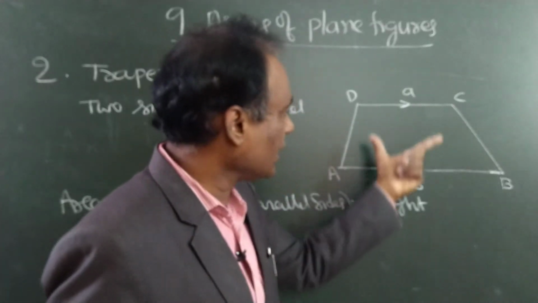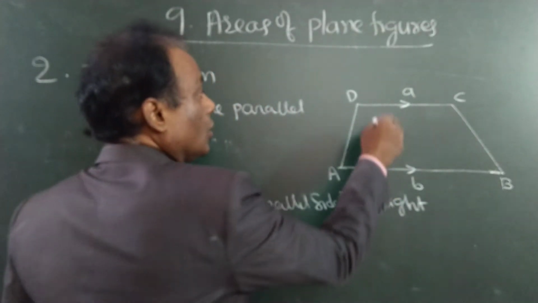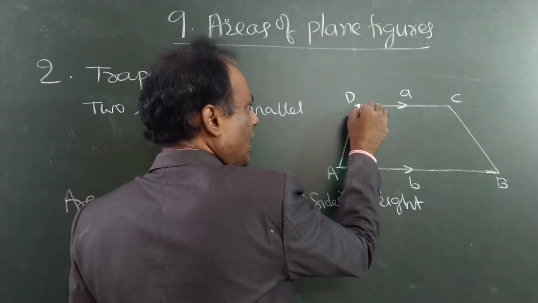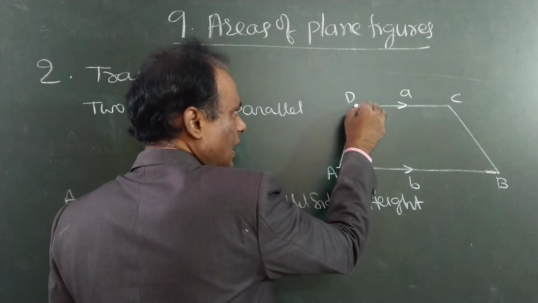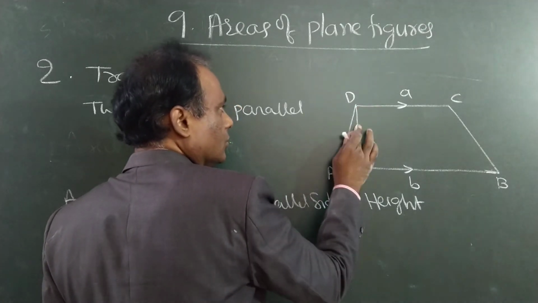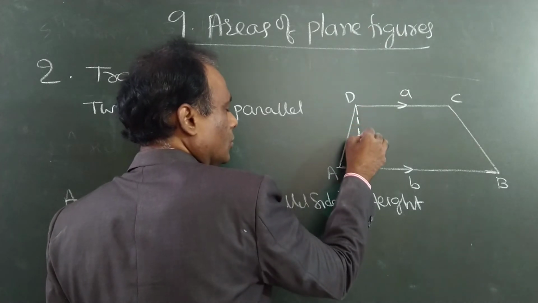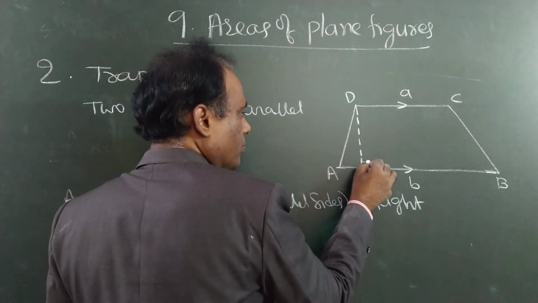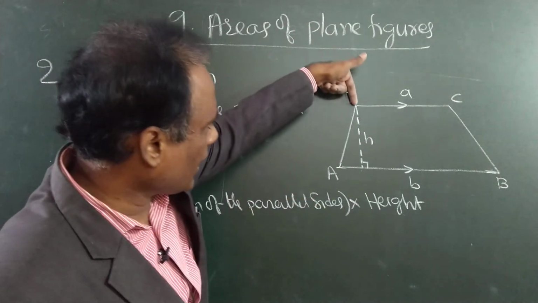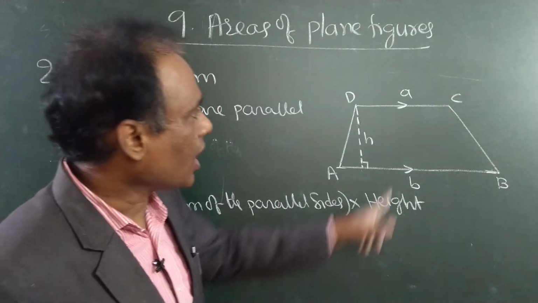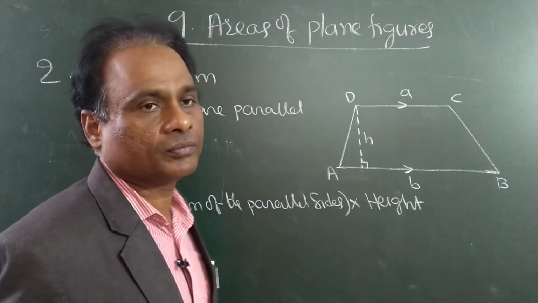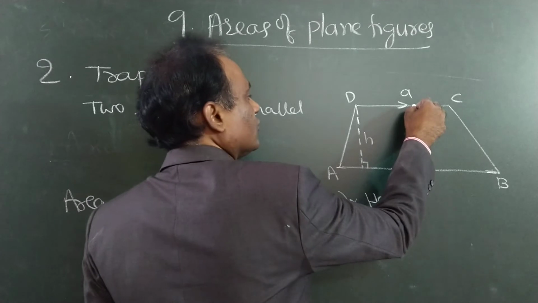Suppose this side is A, this side is B. So then how to get the height? Height means draw a perpendicular straight line. Suppose from here I draw the perpendicular line. Perpendicular means making 90 degrees with the base. So this is the height. Straight 90 degrees. Or if you draw like this, it should make 90 degrees with this and 90 degrees with that. This is also H.